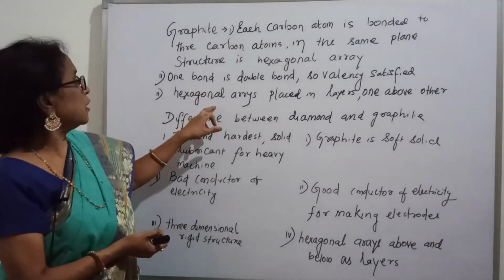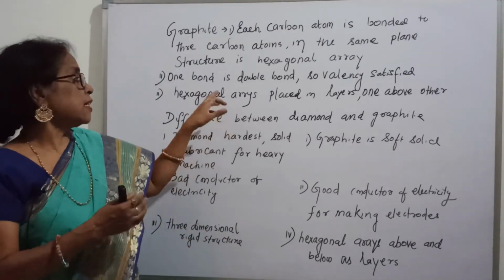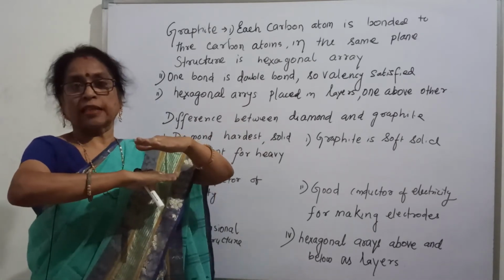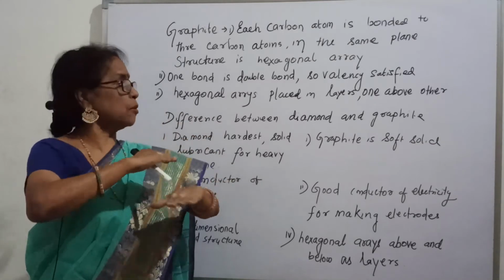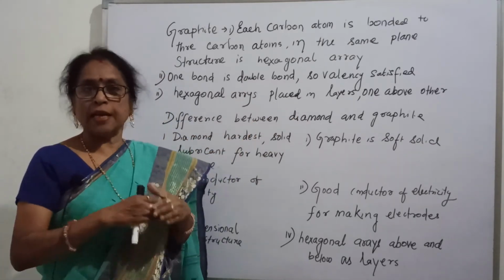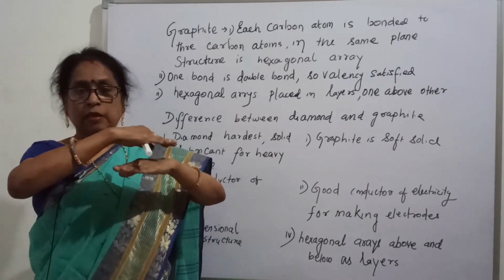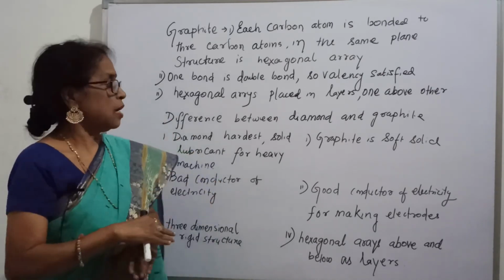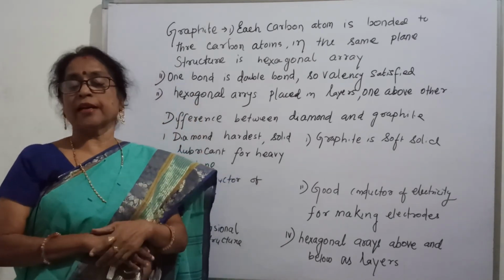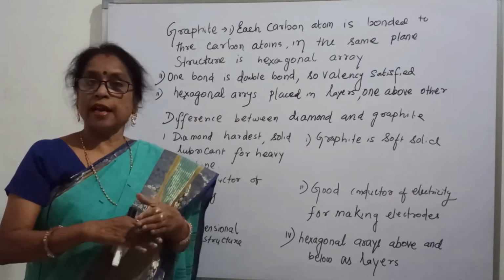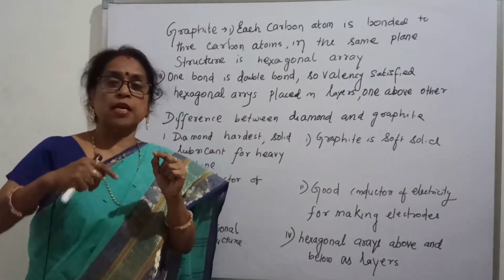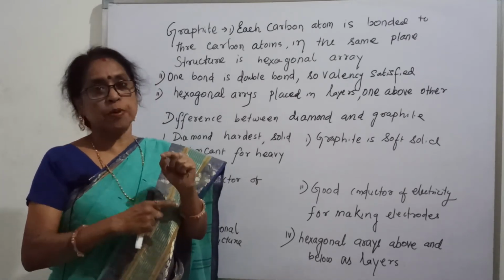Now come to hexagonal arrays. How are they placed? They are placed in layers, one like this and the other like this, one above the other. That means hexagonal arrays placed one above the other look like a layer structure. These are the main properties of graphite, where graphite is the hexagonal array structure, with 1 carbon attached to 3 carbons, and that is why there should be 1 double bond.